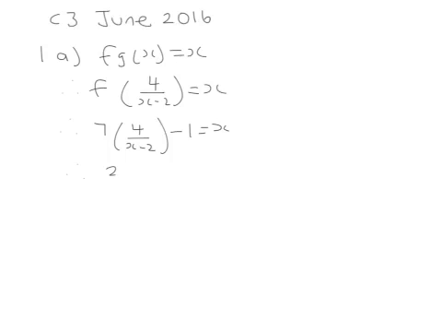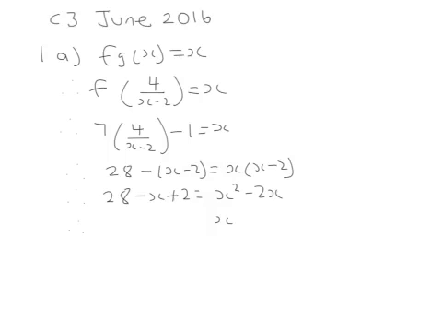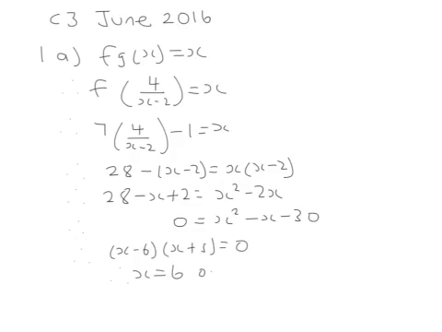So let's get rid of that x minus 2 on the bottom. And then get rid of all these brackets, be careful with the minus signs. And then simplify, I've got x squared minus x minus 30 equals 0. So therefore x minus 6, x plus 5 equals 0. So therefore x equals 6, or x equals minus 5.